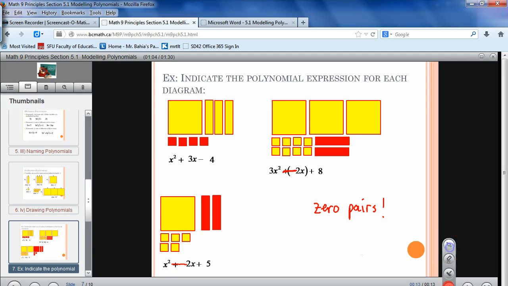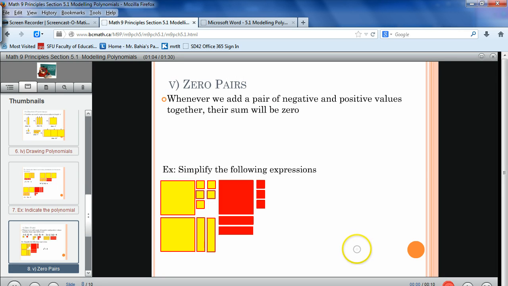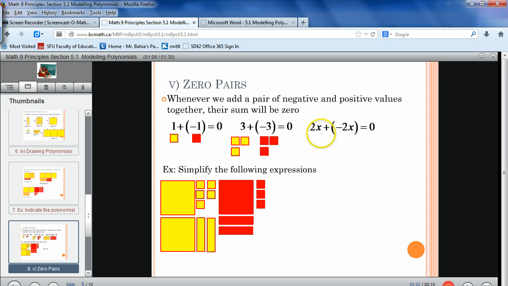Alright, so again, like I said, zero pairs, whenever you have a negative and positive canceling each other out. Plus 1, minus 1 is 0. Plus 1, minus 1, 0. Those are just zero pairs. Same thing here. Plus 3 to minus 3 gives you 0. And the same thing with x's too. You can have 2 red x's and 2 yellow x's. They cancel each other out, giving you 0. Okay, now, what about this expression here?